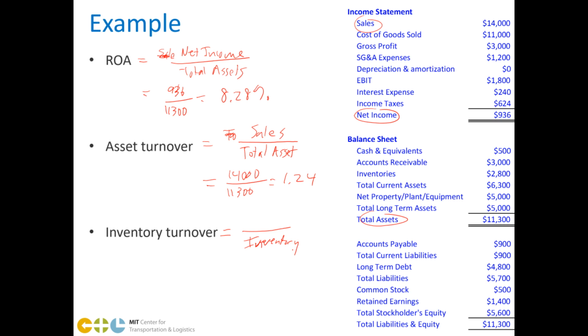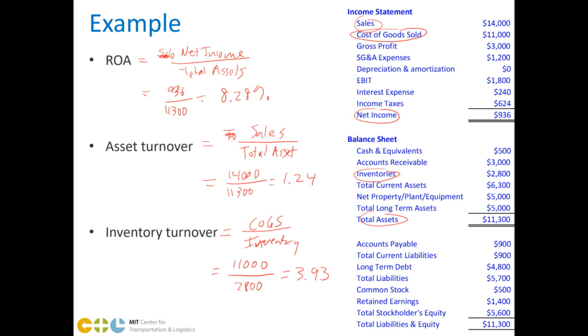And on the top, remember, we're not going to use sales because the inventory is booked at cost of goods sold, so we'll put COGS up here. So we'll draw from COGS up here, which is going to be equal to 11,000 divided by our inventory, which is in the balance sheet down here at 2,800. And if we divide those, we get 3.9, rounding off 3.93.